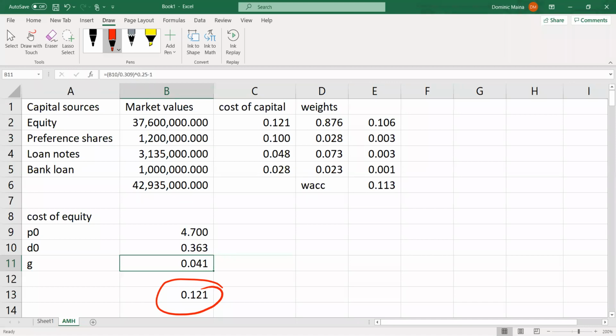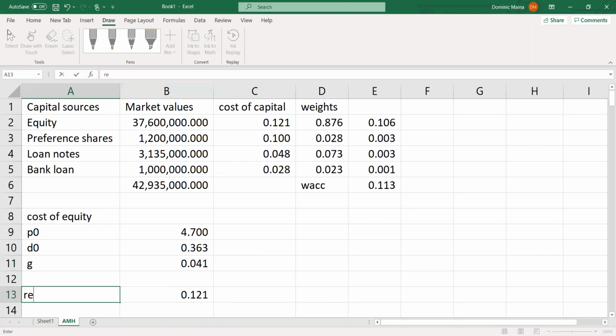So this is cost of equity. You won't write it all out, but it needs to be labeled. You need to make the examiner's work a bit easier. So just to go back, this is RE, the cost of equity. The examiner knows by the RE, so you don't have to type the entire phrase word for word. RE, the examiner knows what it means. P naught, the examiner knows what it means.